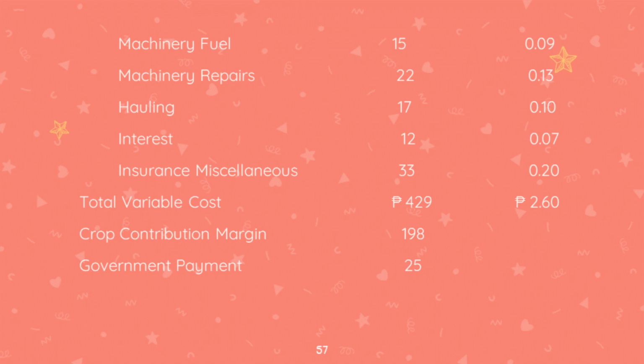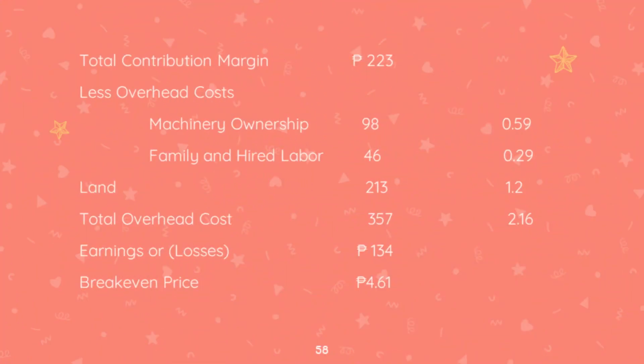Crop contribution margin per acre 198. Government payment per acre 25. Total contribution margin per acre 223 pesos. Less overhead costs.